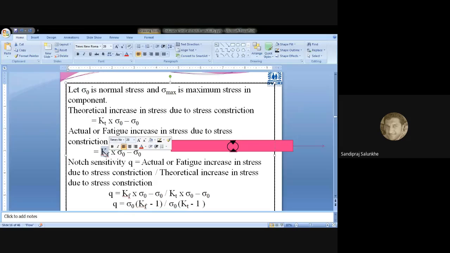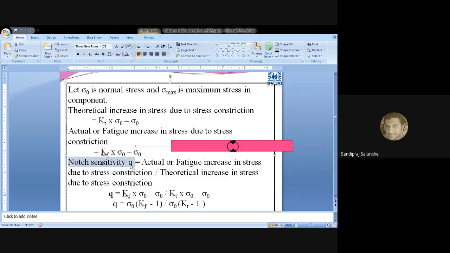So how much has the fatigue stress concentration increased over the normal stress? हा सिग्मा झिरो हा नॉर्मल आहे आणि इन्क्रीज झालेला स्ट्रेस तर तो किती होईल, Kf multiplied by sigma 0. That will be the actual or fatigue increase in stress concentration.